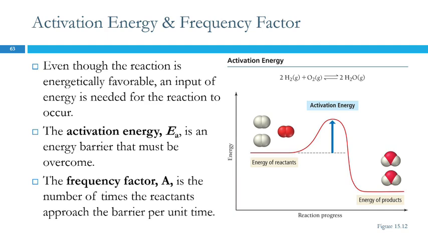The frequency factor, A, in the Arrhenius equation, is the number of times the reactants approach the barrier per unit time. So in the miniature golf analogy, you could say, well, that's how many times per minute you hit the ball in an attempt to get it over. So the more frequently you hit it, the sooner it's going to go over, right? If you only hit it once every hour, it's going to take a while. So that's the frequency factor. Any questions?